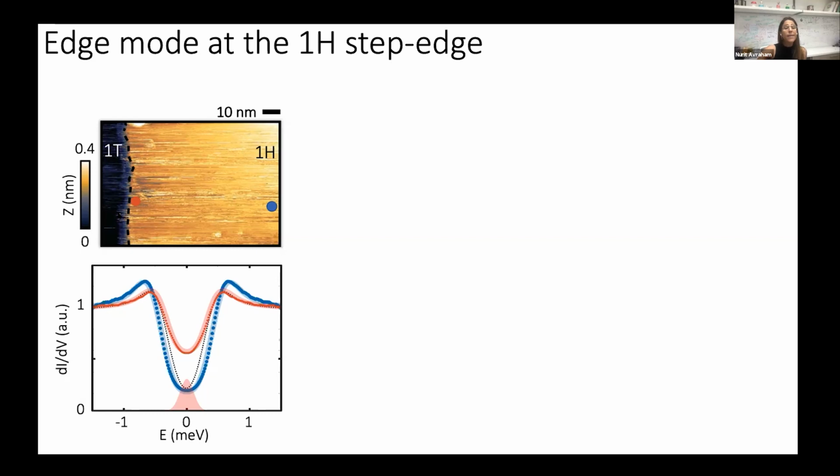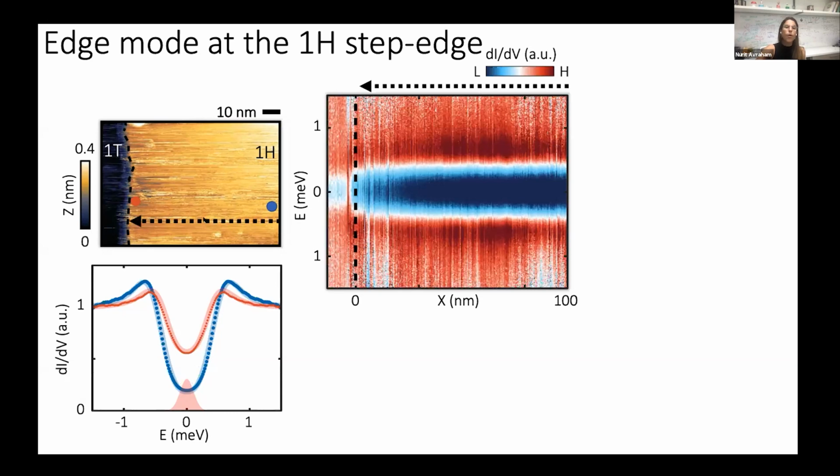So now let's see the evolution of this gap when we go from far away to very close to the edge. And let's go along this line cut. So here you see the superconducting gap far away, and we see that it remains constant, and it just decreases very slightly at the last very few nanometer close to the edge.